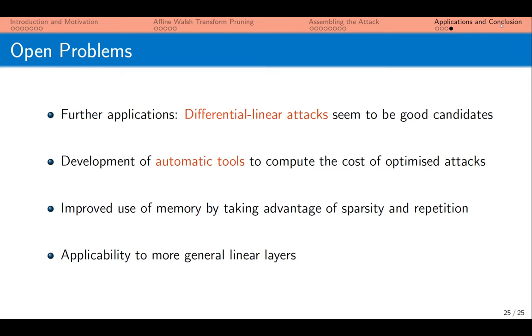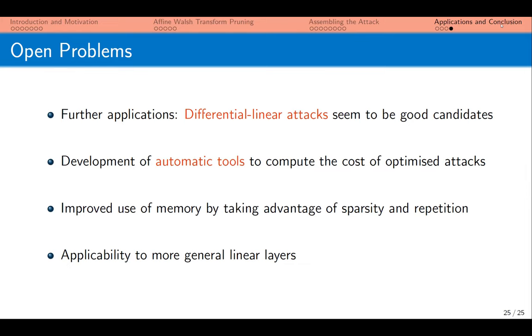We also think that designing linear attacks which use this technique is a quite technical and involved process. So it would be nice to have some automatic tools which are able to compute the time complexity of the resulting attack automatically. On a more theoretical side, we still think that there is a lot of redundancy and sparsity in the arrays which appear during the attack.